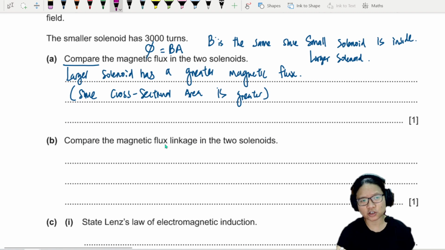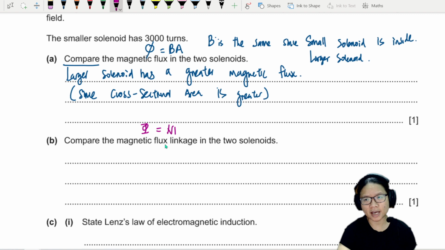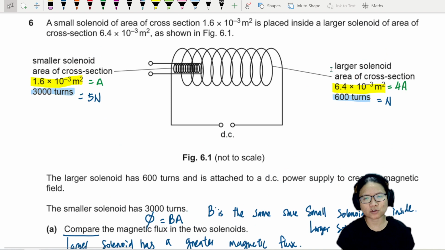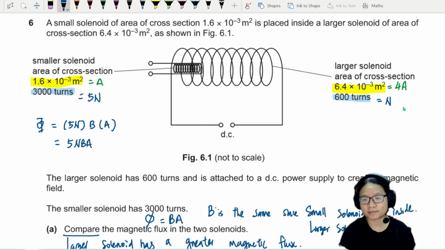So magnetic flux linkage here, this phi, is actually NBA, National Basketball Association. Okay, so right now, if I want to calculate NBA, or my flux linkage, for the small solenoid this will be N, B is the same, this is A. So this is NBA. Of course, you can put the values in to calculate, but I am not that inclined because I can see the ratios are nice numbers. Okay, so this one will be N times B times 4A. So this is 4NBA.